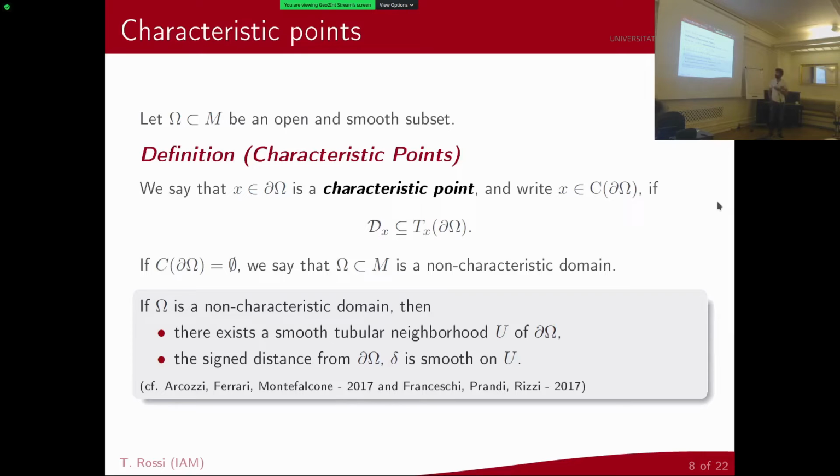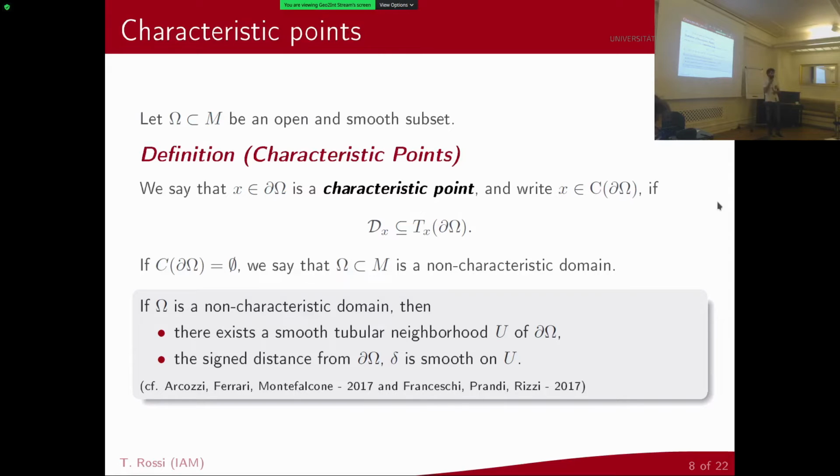We consider a point of the boundary of omega, x, and this is said to be characteristic if the distribution at the point x is completely contained in the tangent space to the hypersurface given by the boundary of the domain. Well, of course, we can immediately see that in the Riemannian setting this definition is trivial. Indeed, in the left-hand side we would have an n-dimensional vector space, and on the right-hand side we would have an n-1 dimensional vector space. And so the presence of characteristic points is a truly sub-Riemannian phenomenon. It's something that we never see in Riemannian geometry.